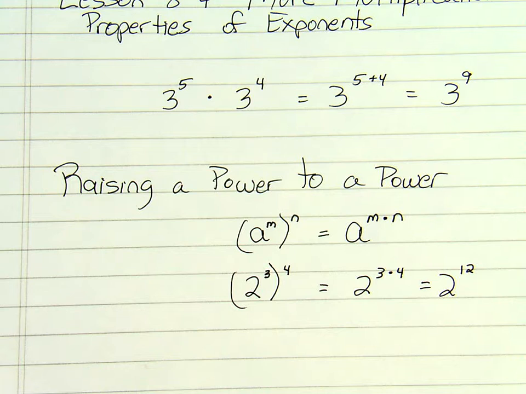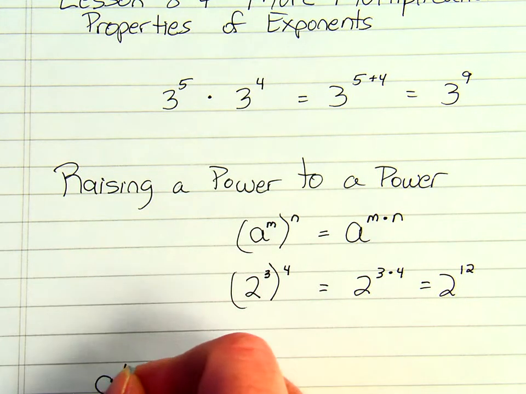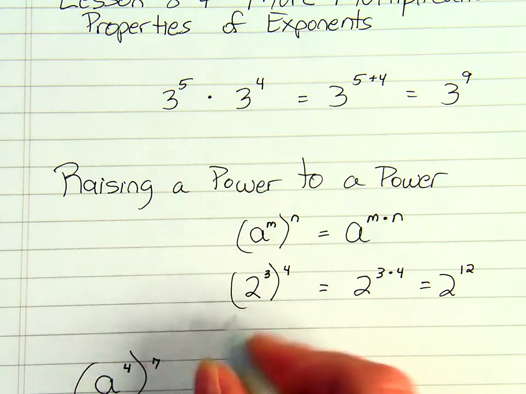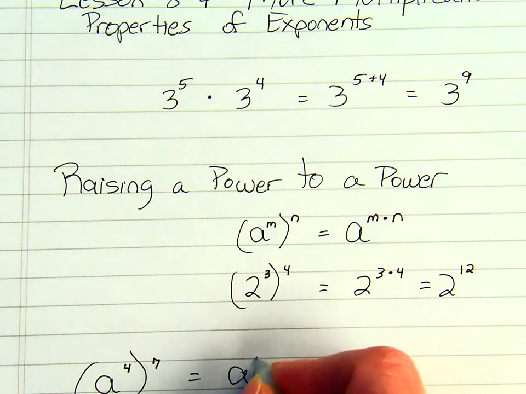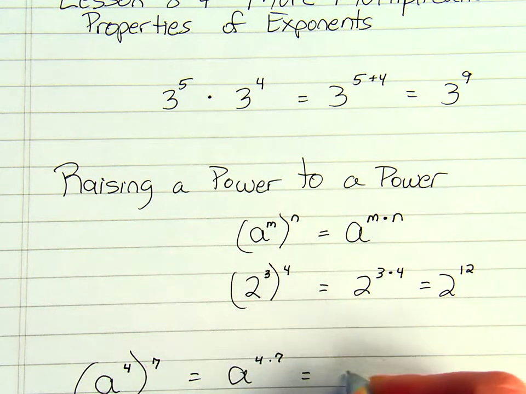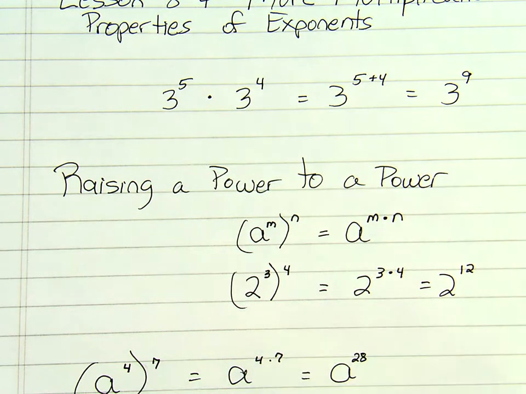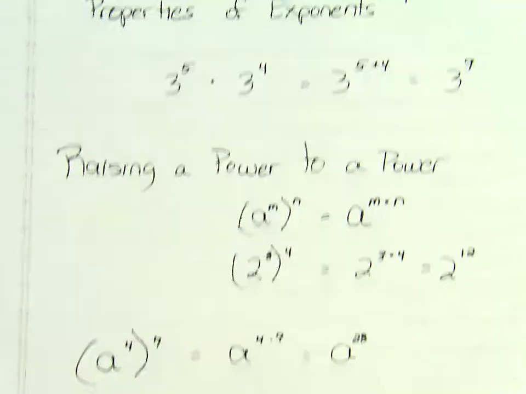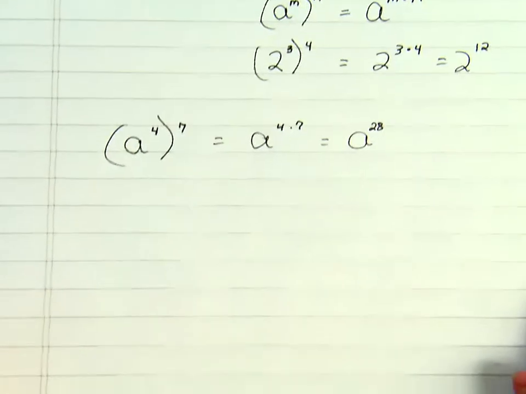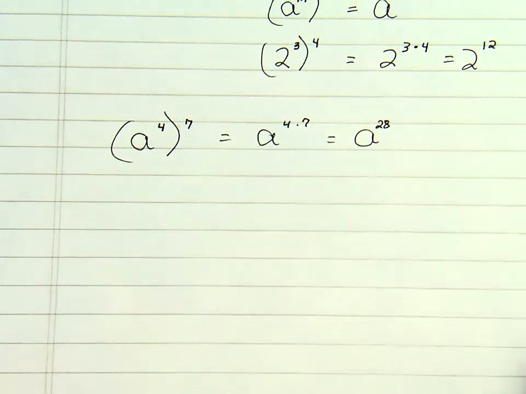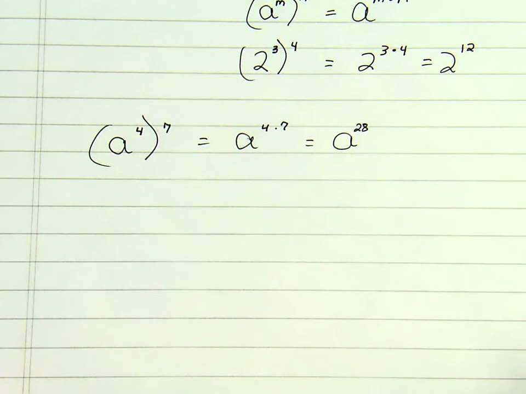So let's look at a couple of examples. Just an easy a to the 4th raised to the 7th is equal to a to the 4 times 7, which is equal to a to the 28th. Let's move that up so that you can actually see it. And let's go a little bit more complex with our problem.